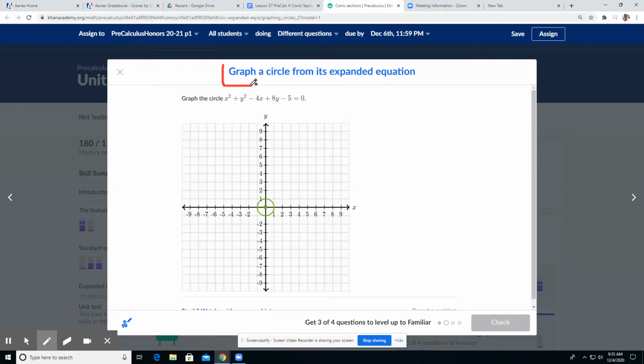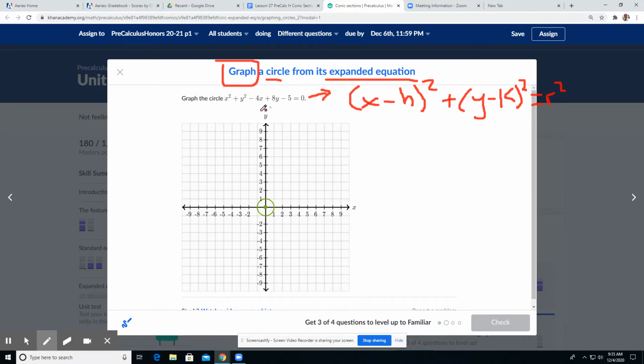All right, we're trying to graph a circle from its expanded equation. Let's go ahead and get out what our goal is here. We're trying to change this equation into x minus some number h, quantity squared, plus y minus some number k, quantity squared, and all of that's equal to our radius squared, where h and k are the centers of our circle. So the technique is we're going to group all of our x's together, group all of our y's together, move the constant to the other side. We'll complete the squares for both x's and y's, and then we should have it.